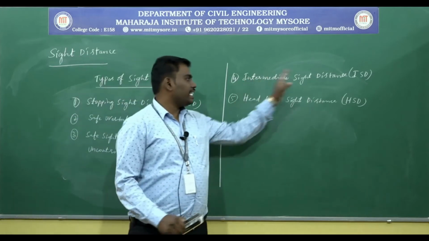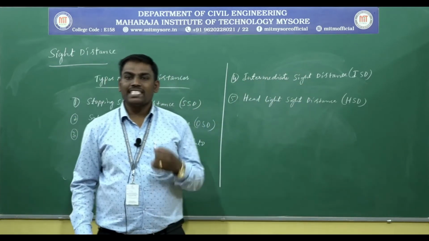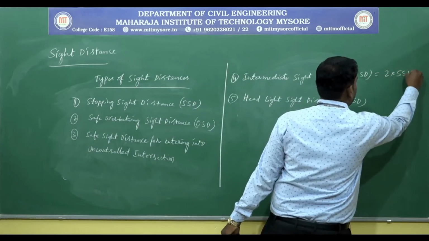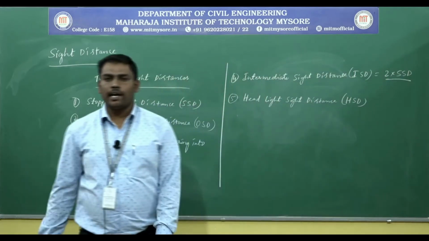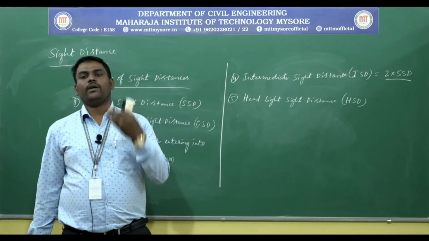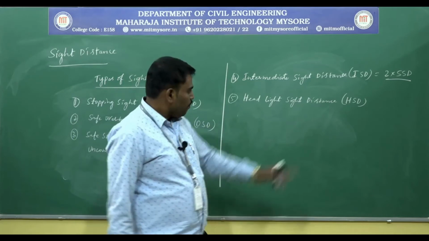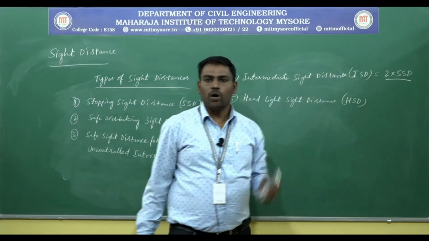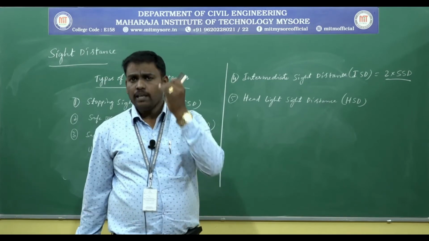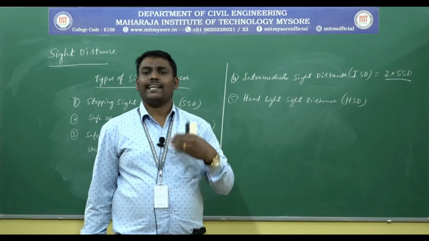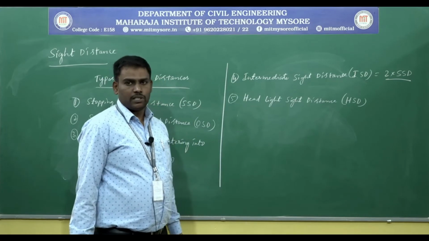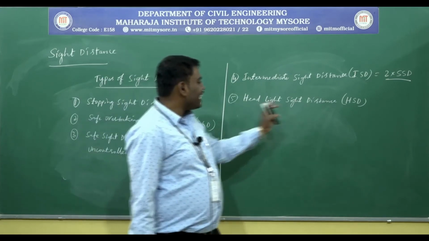Intermediate sight distance is equal to twice the SSD, that is 2 times the stopping sight distance, and it is provided when overtaking sight distance cannot be provided, to give limited overtaking opportunities. Is it clear?